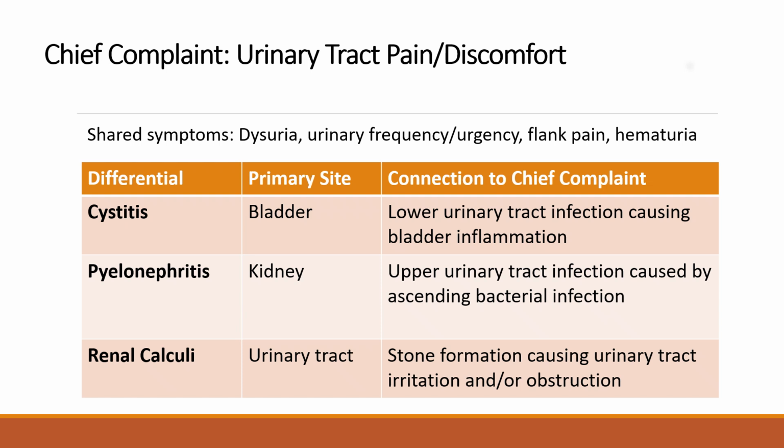Cystitis is a lower UTI that causes inflammation of the bladder and most commonly occurs when bacteria ascend through the urethra into the bladder.